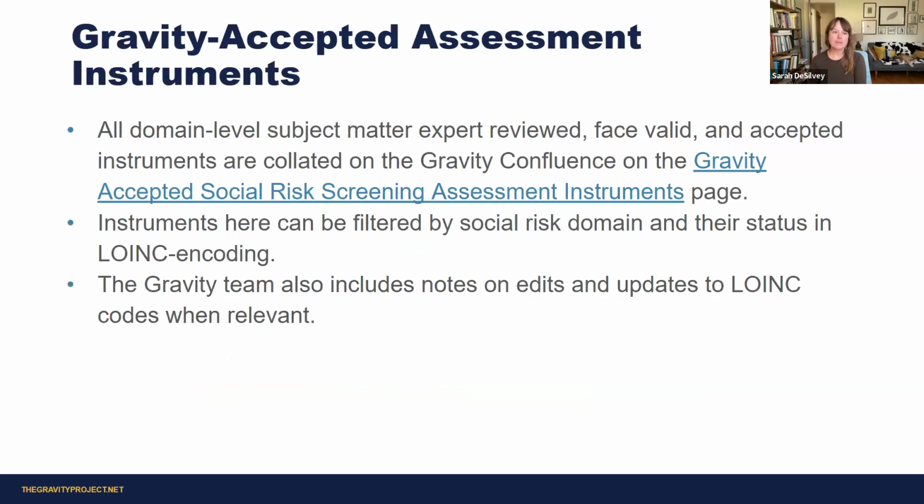So all domain level, expert reviewed, face valid, and accepted instruments are collated on the Gravity Confluence. Again, this does not require LOINC encoding. You can look at it there, and Tom, this is what I was mentioning. On the Gravity Accepted Social Risk Screening Instruments page, you can find every instrument we've ever assessed, right? And there are proprietary instruments that are there, or have been there.